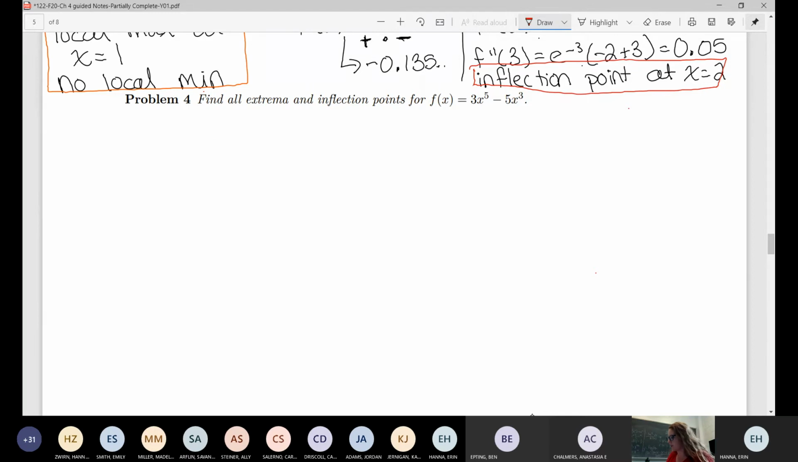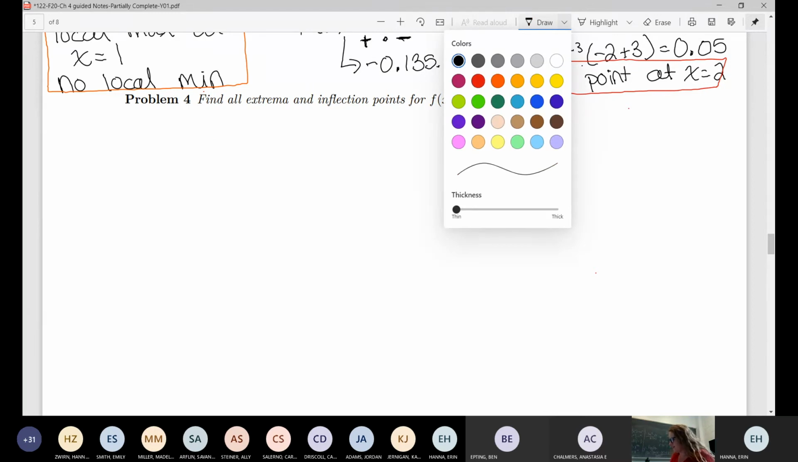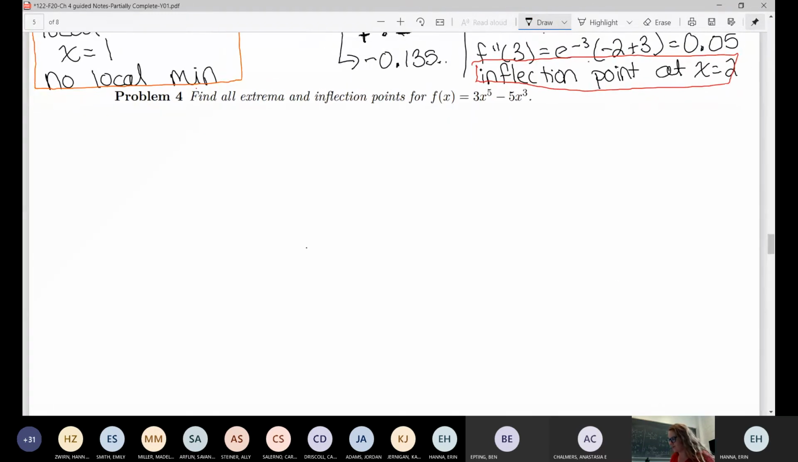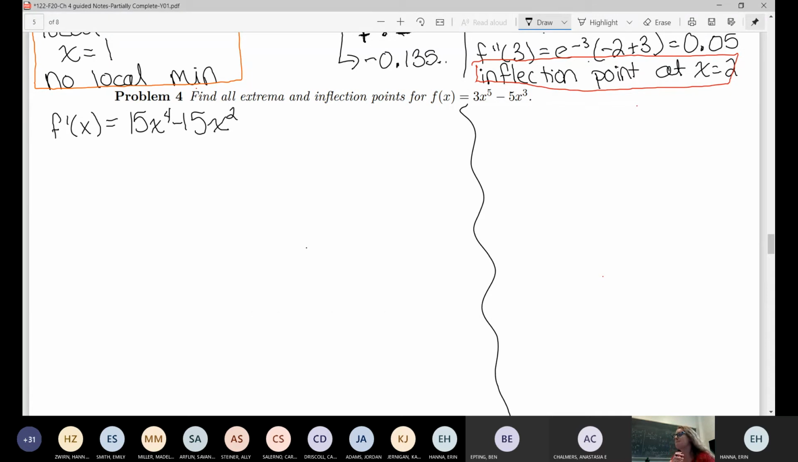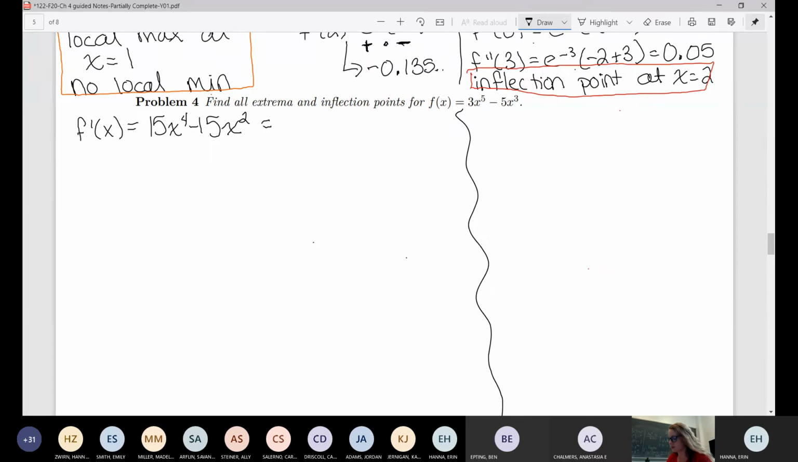I would say really quick, but these questions aren't quick. So here we go. We want to find all extrema and inflection points. First derivative, let me split this up again so I don't run out of space. So we'll have 15x to the 4th minus 15x squared. As always, I suggest you pull out the common factors they have because it's going to make setting it equal to 0 easier. They both have a 15 and an x squared in common, so we can pull that out. We'll be left with x squared minus 1.